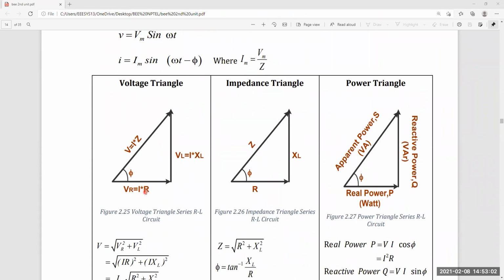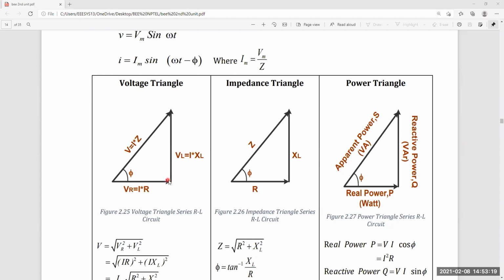V is equal to I into R, V is equal to I into XL, V is equal to I into Z. The resultant is the total voltage, V is equal to I into Z, and across the resistor the voltage is I into R. Across the resistor, voltage and current are in phase. That's why I into R.